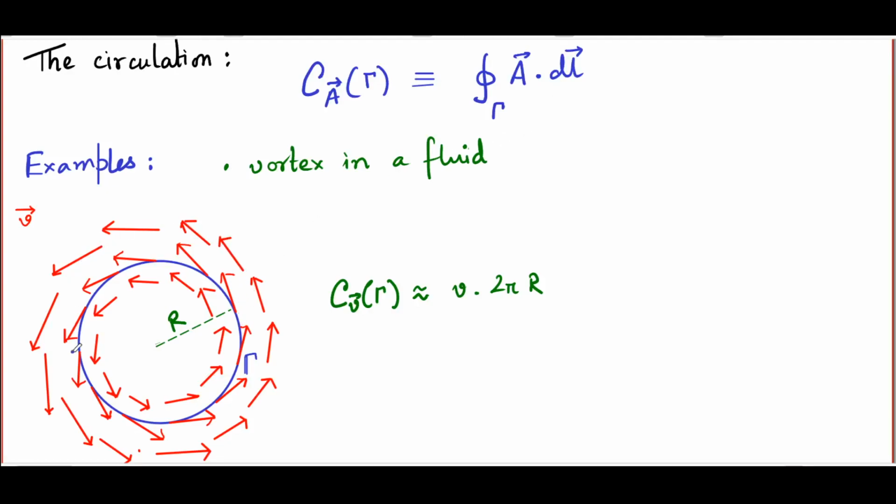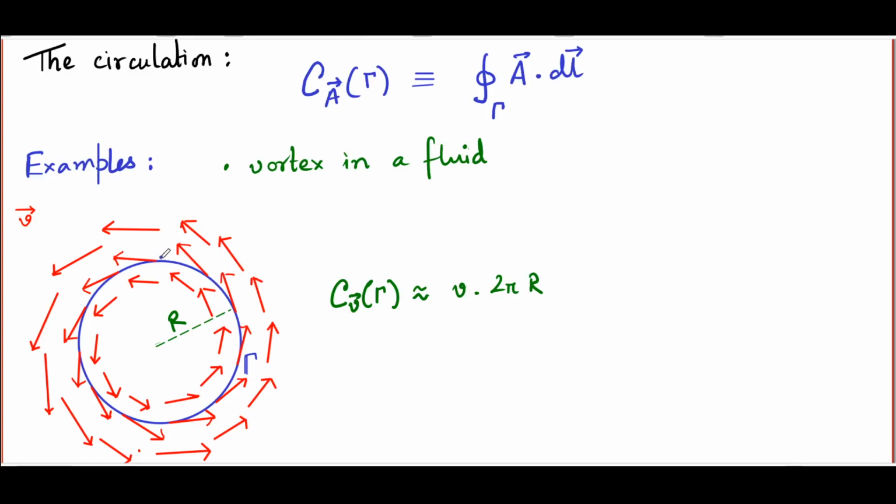If you have a velocity field in a fluid which looks like this, where the liquid locally moves in such a way that it's swirling around a particular point, then if we calculate the circulation along this path gamma, what you get is the circulation of the velocity vector about gamma. If V were exactly the same in magnitude throughout, that would simply give you V times the length of the loop gamma, V into 2 pi r.